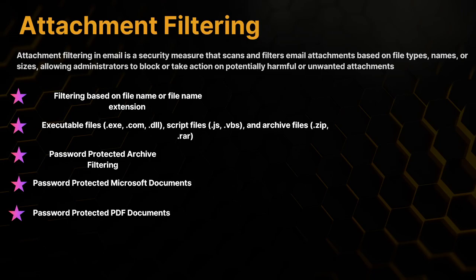And the next one is password-protected Microsoft documents. So you can have control over there. You can filter out these password-protected Microsoft documents as well, and you can review once it is blocked or quarantined. And then finally, password-protected PDF documents are also a potential risk. These filtering options address the fact that malicious code can be embedded within a PDF, so password protection can obscure it from standard scans. So in summary, attachment filtering is a multi-layered defense against email-borne threats.